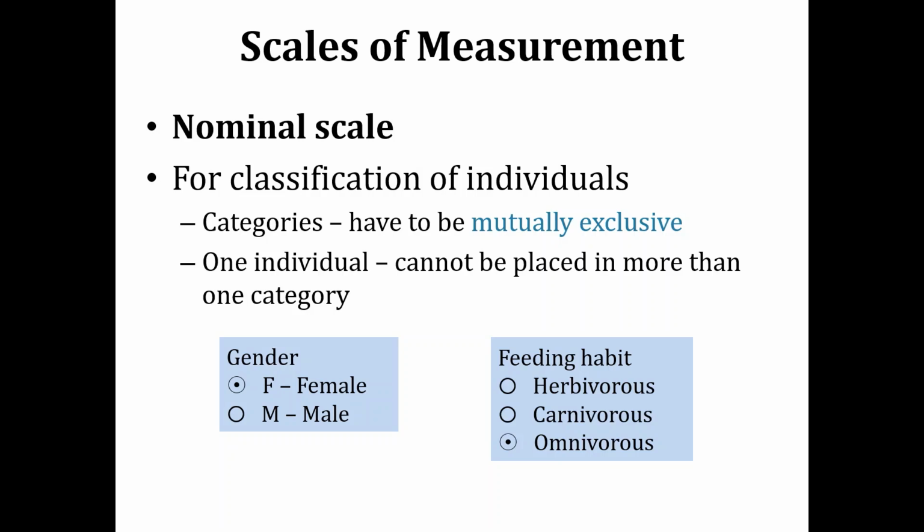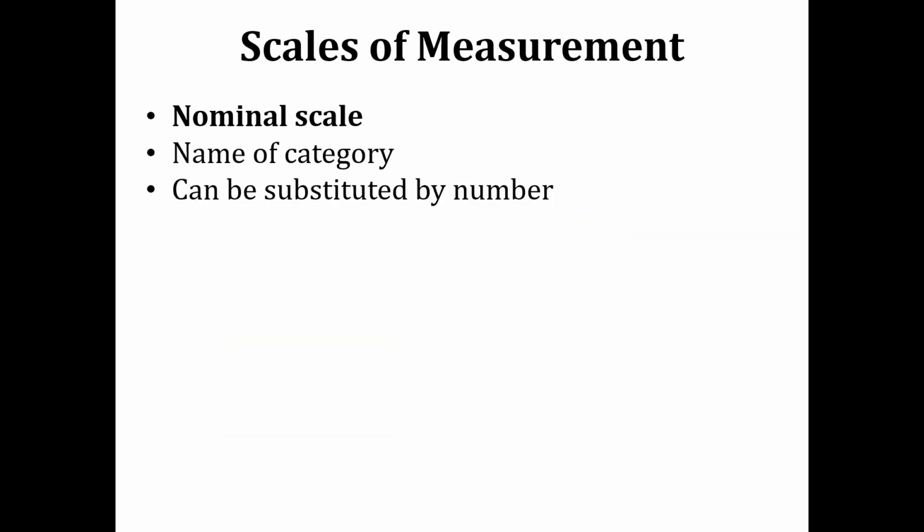And similarly, the feeding habits, you can place an individual of the statistical population into either the herbivorous class, or the carnivorous class, or the omnivorous class, right? So they have to be mutually exclusive so that individuals can be classified discretely and exclusively into different classes. Now, the nominal scale, as its name shows, involves naming of the categories, right? And in the previous example, we saw that we were using the naming of categories like female and male gender, and the names of the feeding habits like omnivorous, carnivorous, and herbivorous.